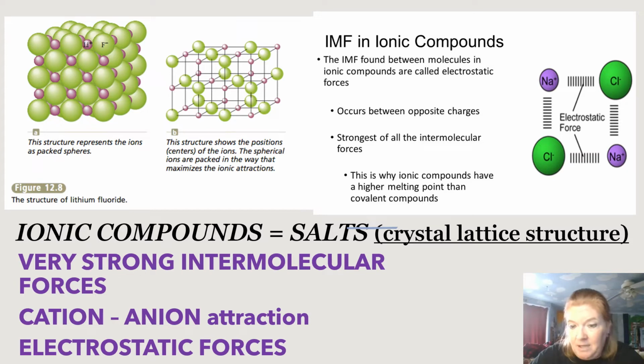So ionic compounds are salts. They have a crystal lattice structure. They have very strong intermolecular forces. So it's a cation and an anion stuck together. So those electrostatic forces hold those ions very tightly together. So those opposite charges are very strongly attracted. So ionic compounds, super high melting points, super high boiling points, very strong intermolecular forces.